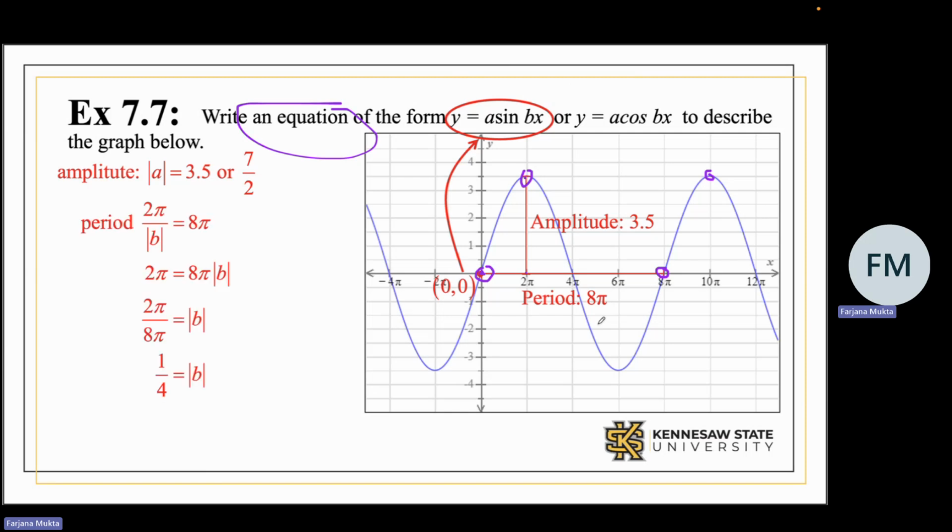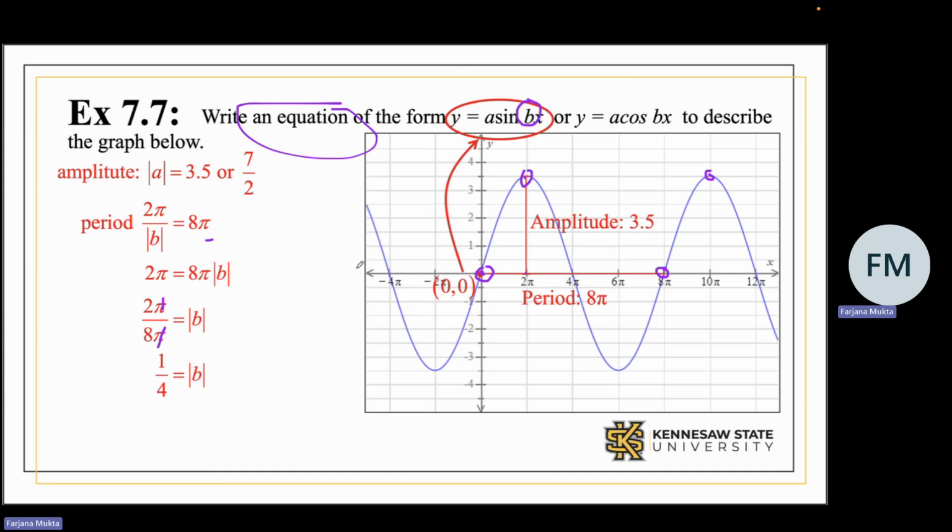So the period is 8 pi, and as we know, for the period we calculate 2 pi over the absolute value of b, which is equal to 8 pi here. So now let's solve for b, because we do not know what b is here, right? What is the number we are multiplying here? Okay, now let's solve for b. We are cross multiplying and then dividing both sides by 8 pi. So the pi gets cancelled and we get the absolute value of b is 1/4.